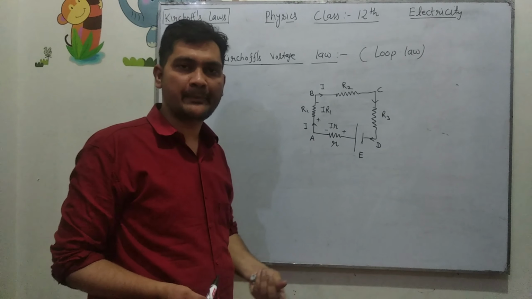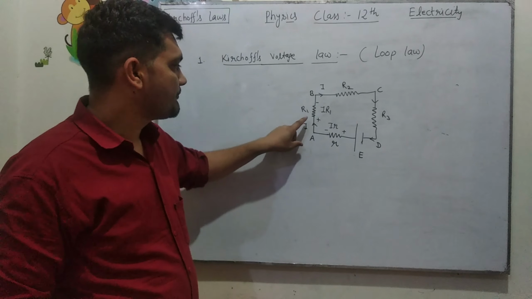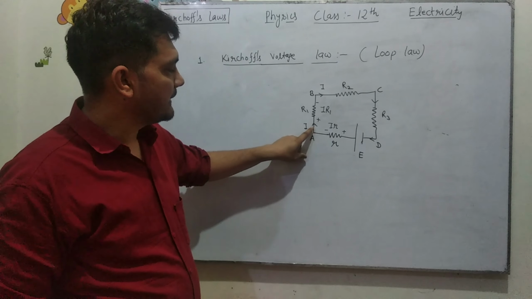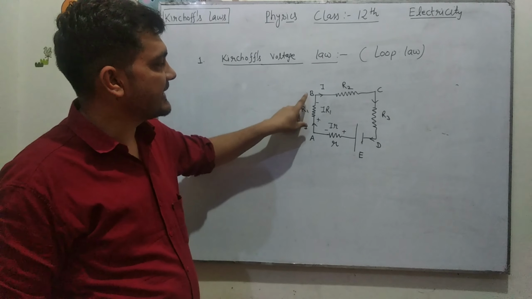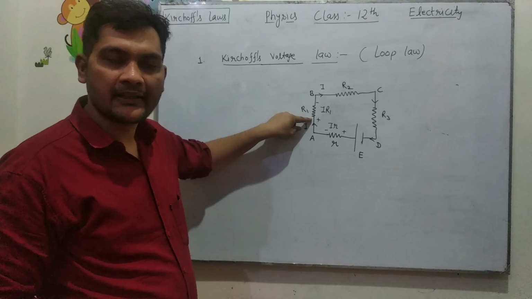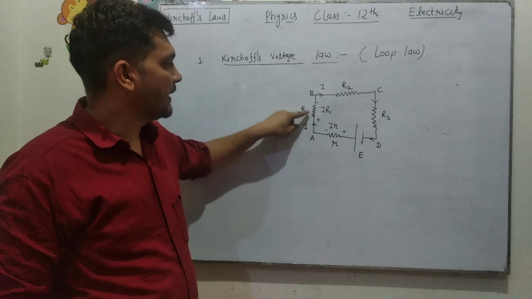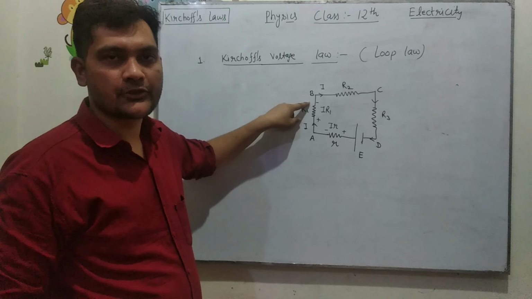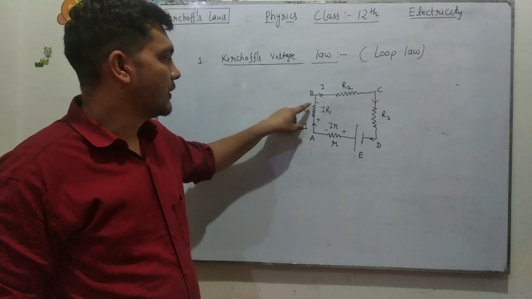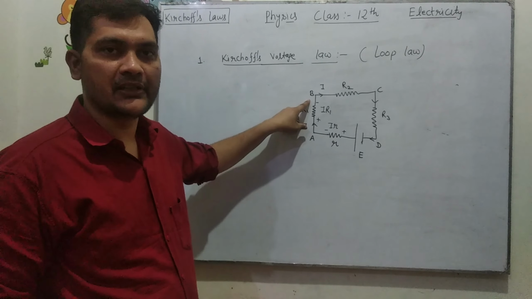You can also remember this fact in this way: if current is flowing in upward direction, it means that at the lower end there is a higher potential and at the upper end there is a lower potential, because current always flows from higher potential to lower potential.